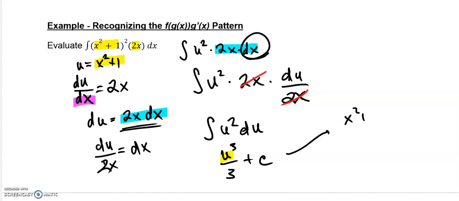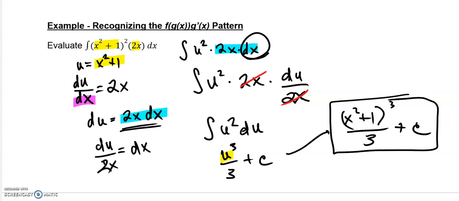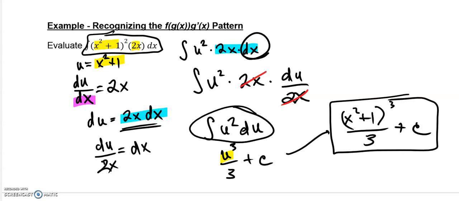So it'll be (x squared plus 1) to the third over 3, plus c. That is our final answer. So we started with something that we couldn't integrate. We changed the variables by using substitution, and then we were able to integrate it with those new variables, which is u, and then resubstitute in those old functions or old variables.